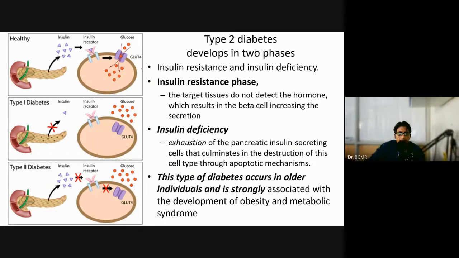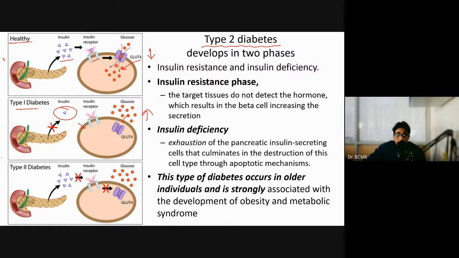Let's just compare them. In type 2 diabetes itself, there are kind of two phases. Let's see the healthy one, where this is the healthy one. The pancreas produces insulin, insulin binds to the insulin receptor, and glucose is taken up, and the blood glucose comes down. Whereas in type 1 diabetes, the beta cells are killed, because of which there is deficiency of insulin. So there is no stimulus for the cell to take up glucose. So the blood glucose stays high.